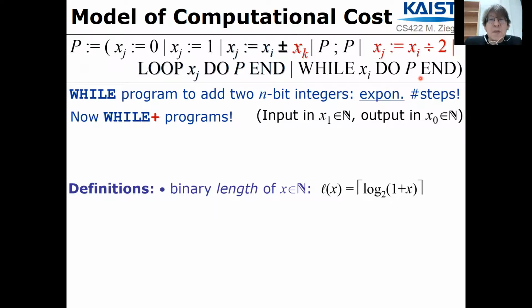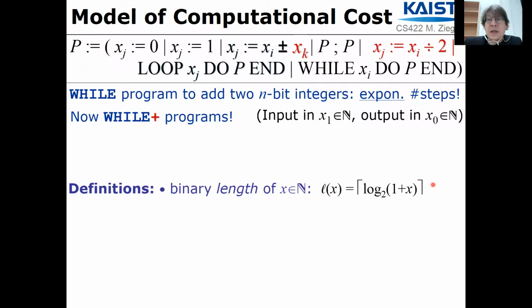The first one is the binary length. As I said, in computational complexity theory, one measures computational cost independence on the binary length. But here we don't have binary strings for input and output and processing, as opposed to Turing machines. So instead we have natural numbers, but the binary length is simply this expression, the binary logarithm of 1 plus x, rounded up. So why that? Does that make sense? Or why do I define the binary length in this way?